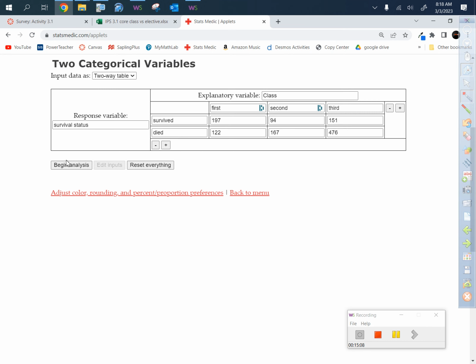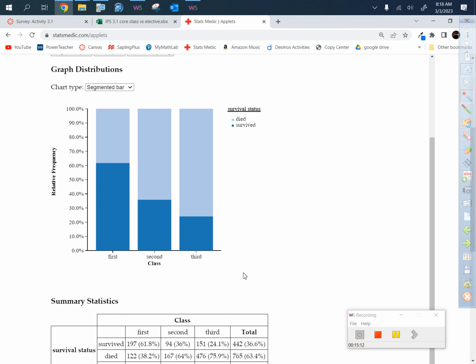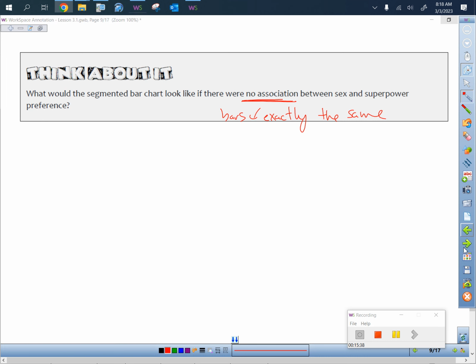And hit begin analysis. What do you think? Is there an association between class, if you're first class, second class, third class, and survival? Does knowing what class a person is affect their survival rates? What do you think? Is there an association? Big fat yes. Who most likely survived? The first class people, right? So, to go back to these questions here, they ask us these things.